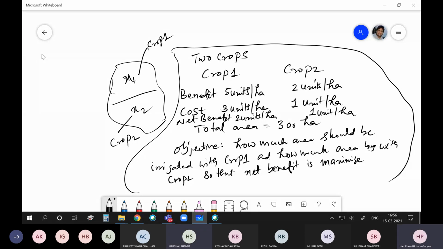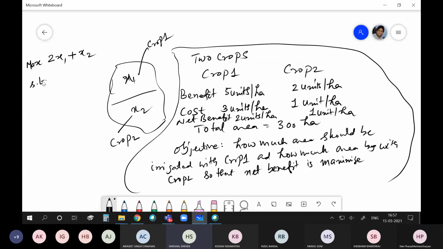The objective function will be 2 times x1 plus x2, because per hectare I am getting 2 units. So if I grow in x1 hectares, the net benefit will be 2x1, plus x2. So I have to maximize 2x1 plus x2. What are the constraints?